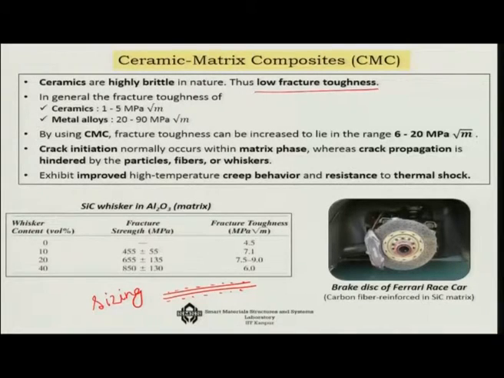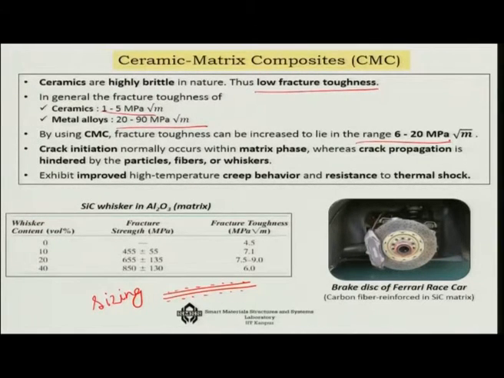Now in general, the fracture toughness of ceramics is only about 1 to 5 MPa square root meter, and for metal it is about 20 to 90 MPa square root meter. So when you will be using CMC, then your target will be to lie, as far as the fracture toughness is concerned, in the area of 6 to 20 megapascal root meter.